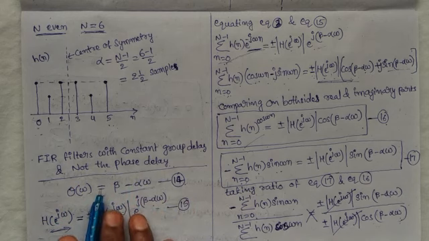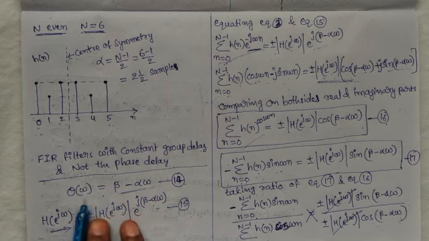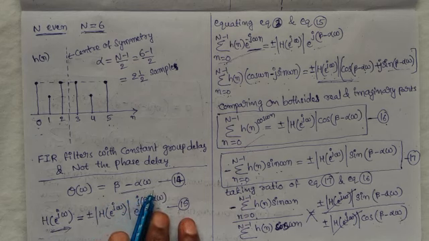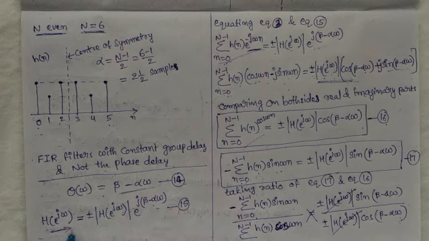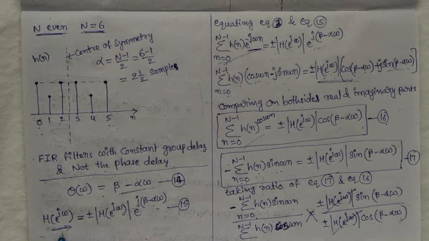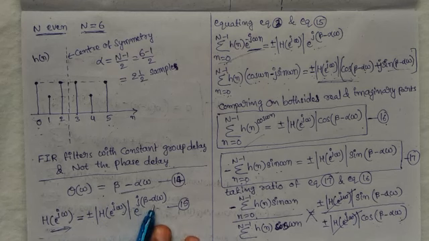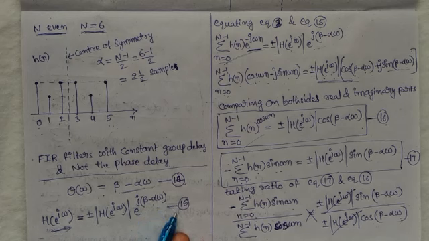Here the phase can be expressed as the phase angle. Theta of omega is equal to beta minus alpha omega. This is equation 14. Now how do we represent H of e power j omega in terms of magnitude and phase angle form? H of e power j omega is equal to plus or minus mod H of e power j omega into e power j theta of omega, which is beta minus alpha omega. This is equation 15.